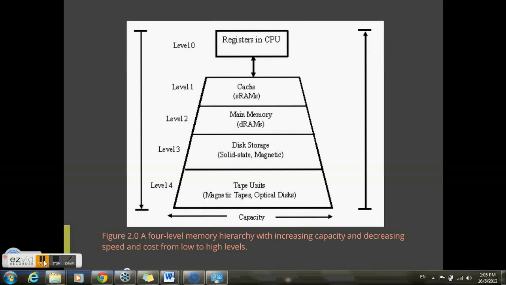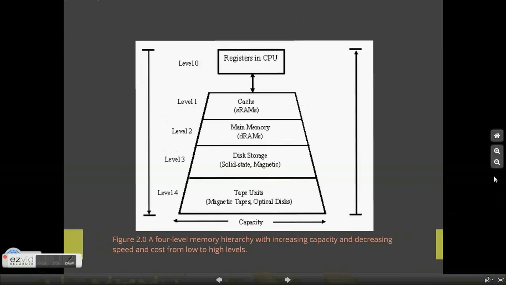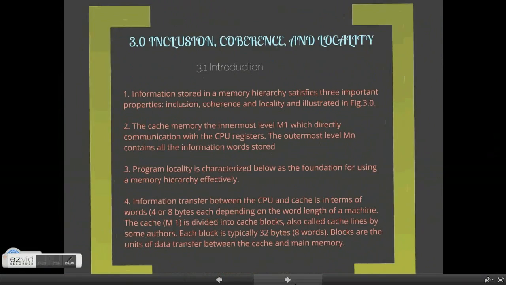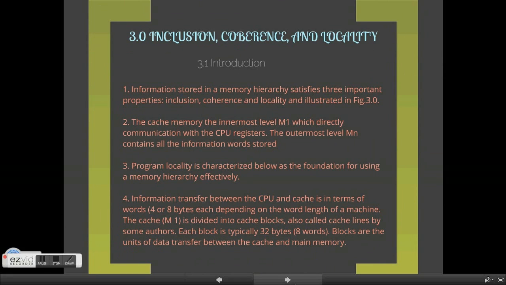So let's move on to the next topic, that is inclusion, coherence, and locality. Information stored in a memory hierarchy satisfies three important properties, that is inclusion, coherence, and locality, as illustrated in Figure 3.0. Considering the cache memory at the innermost level M1, which directly communicates with the CPU registers, the outermost level Mn contains all the information words stored. In fact, the collection of all addressable words in Mn forms the virtual address space of a computer.